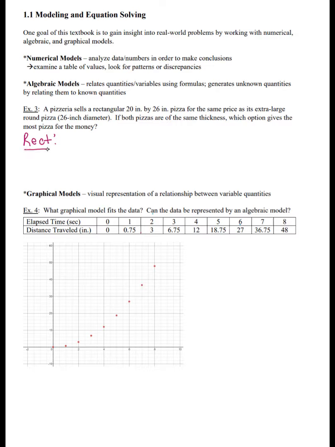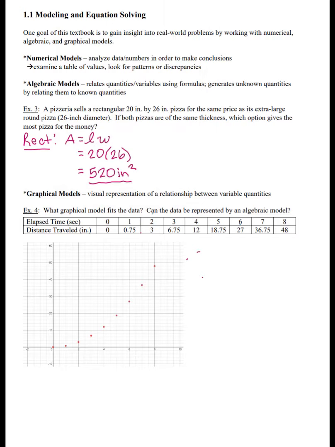For the rectangular pizza, we could use the area equals length times width. So our length is 20 and our width is 26, or vice versa, doesn't matter. So that would give us 520 square inches of delicious pizza.